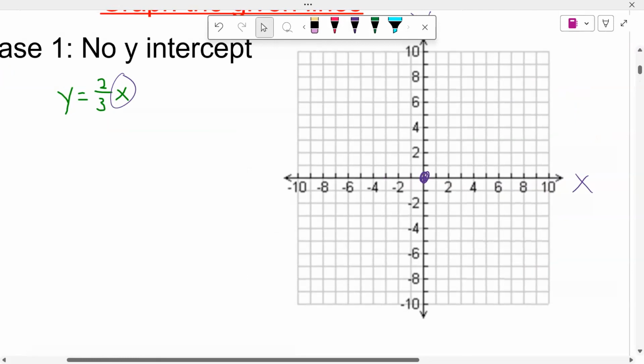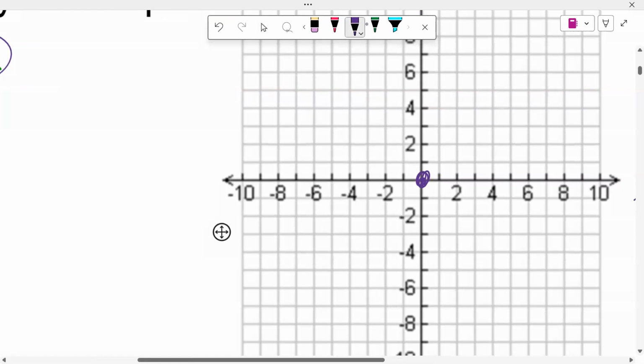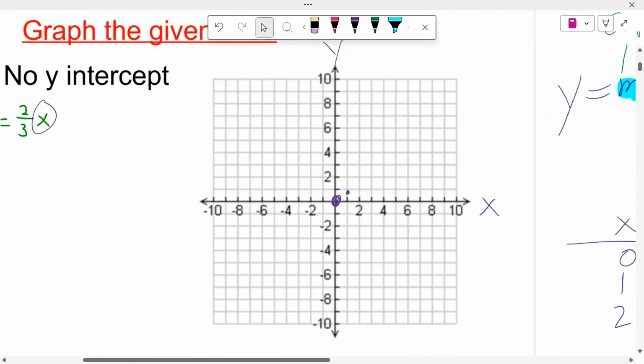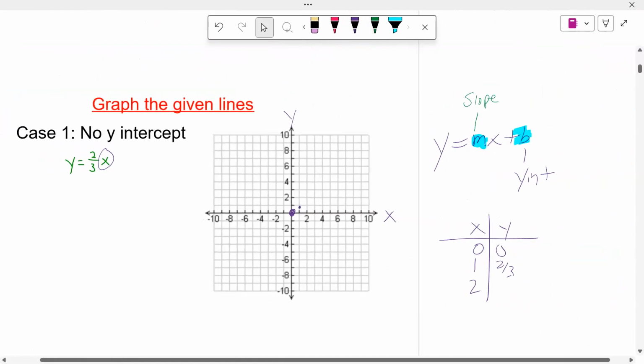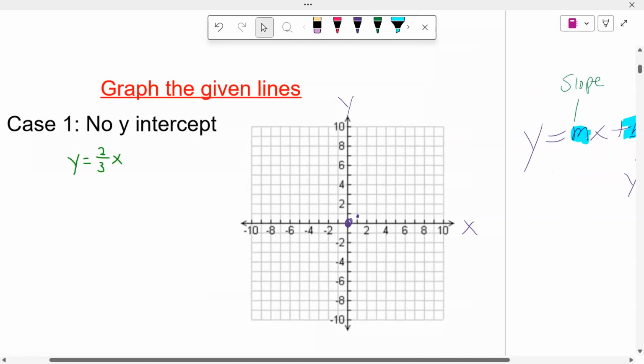So I'm glad I did this. We have to go right 1, up not even a full 1, 2 out of 3. So it'd be something like that. So you can, of course, always go back to this method. However, it's a little bit faster if we graph it this way. So just a quick review.